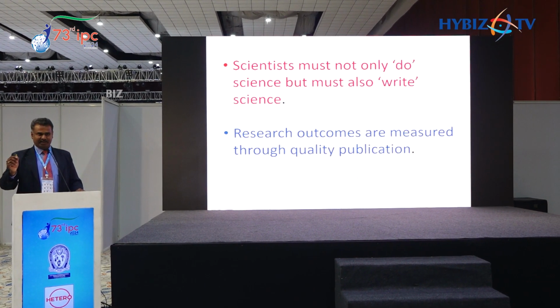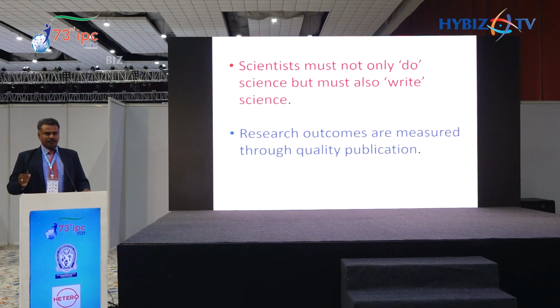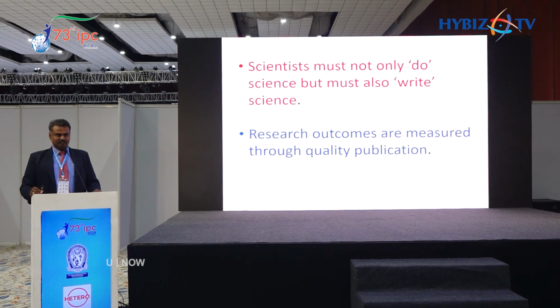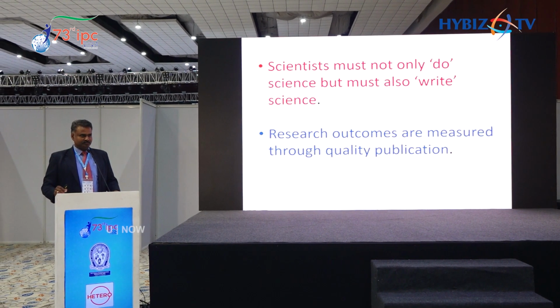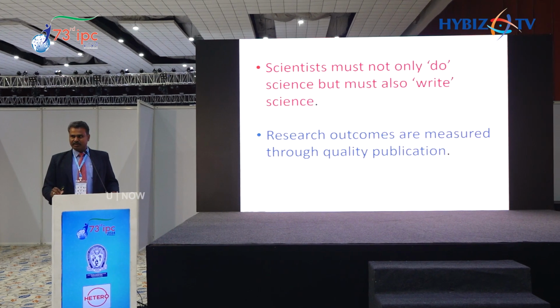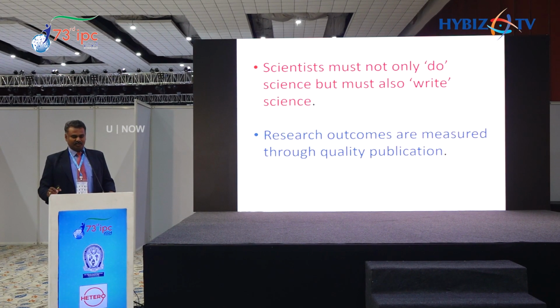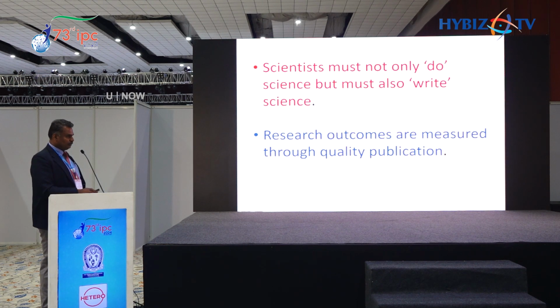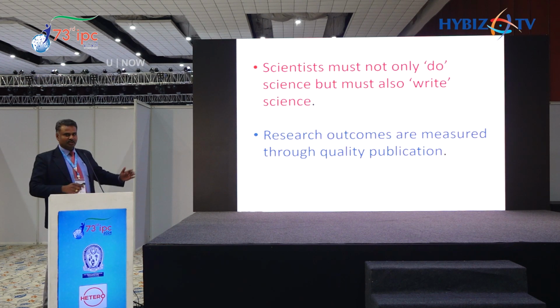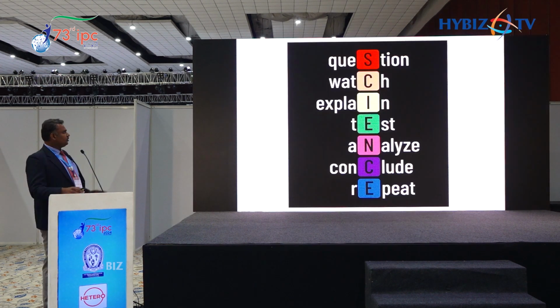For example, you are a PhD scholar, and one of your papers is cited 10 times. You have done really a good job. So you have to make sure that quality work is published in a journal of international repute. Research outcomes are measured through quality publications. So look at this one.